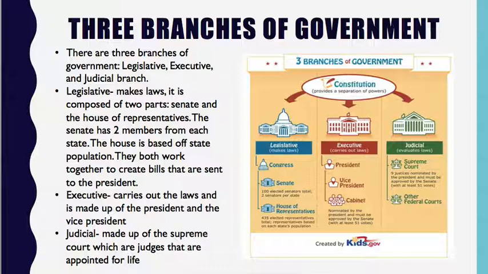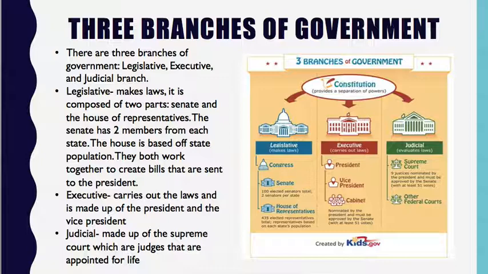So next we have the executive branch. The executive branch carries out the laws and is made up of the president and the vice president. That is the highest branch of government. So eventually when the bill gets passed through all these different branches, it will go to the executive branch, which is composed of the president and the vice president, and the president will ultimately decide if the bill will be passed or vetoed, which is rejected.